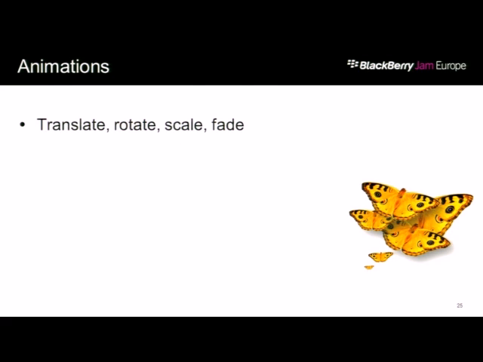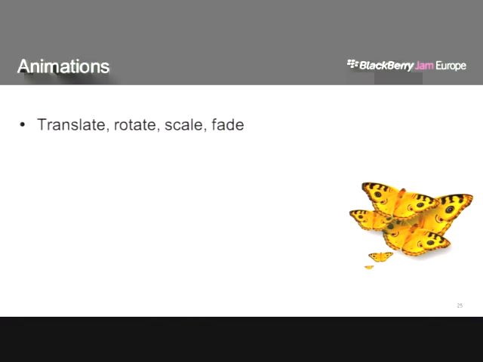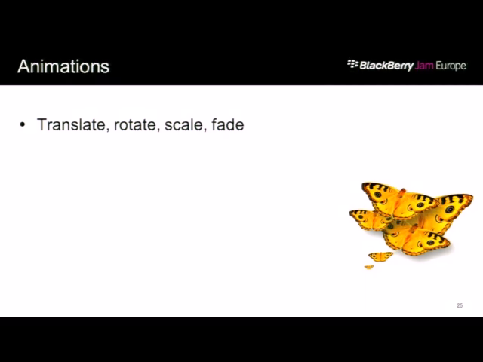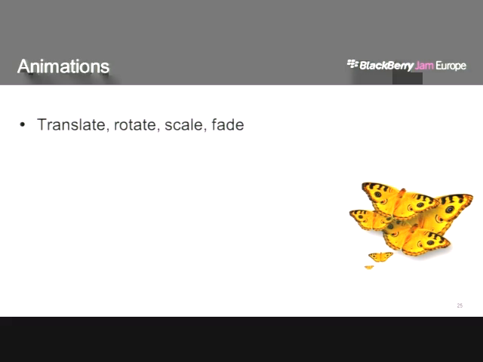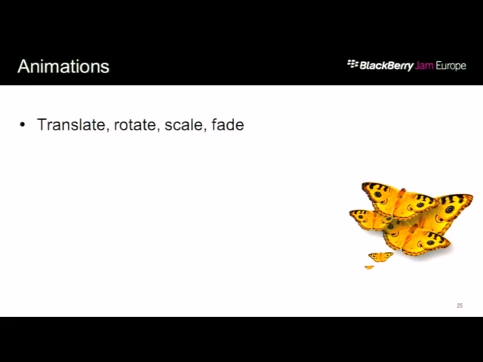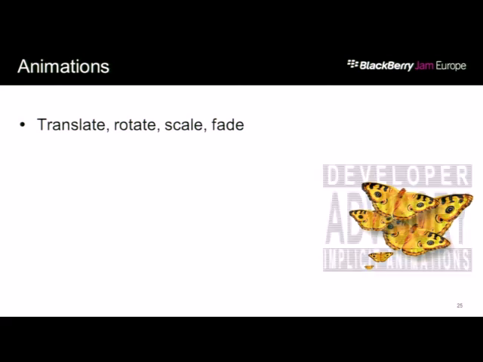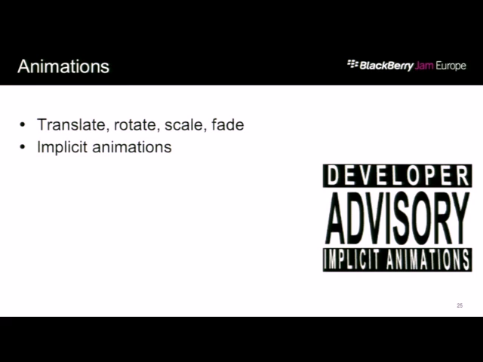Virtually any property of the UI components can be animated in Cascades. The most obvious ones are translation, which is moving things around the scene or the screen, rotation, scaling, resizing, and fading, animating the opacity. And in order to make this easy for you, we have something that we call implicit animation. This means that when you change a property of an object, very often things animate by default. So you don't have to write any code to get this animated. It just animates for you. Sometimes you might not want this animation, so in those cases, you can write code to switch that animation off. This is what we call implicit animations.